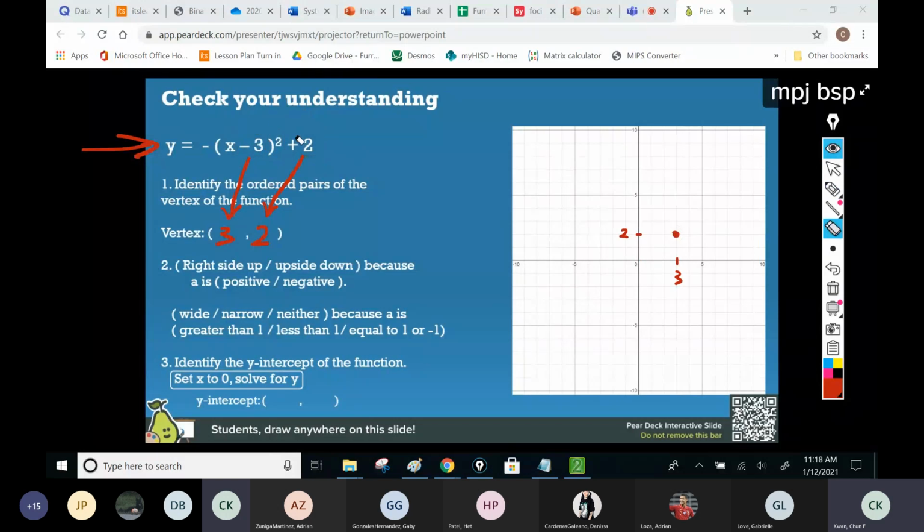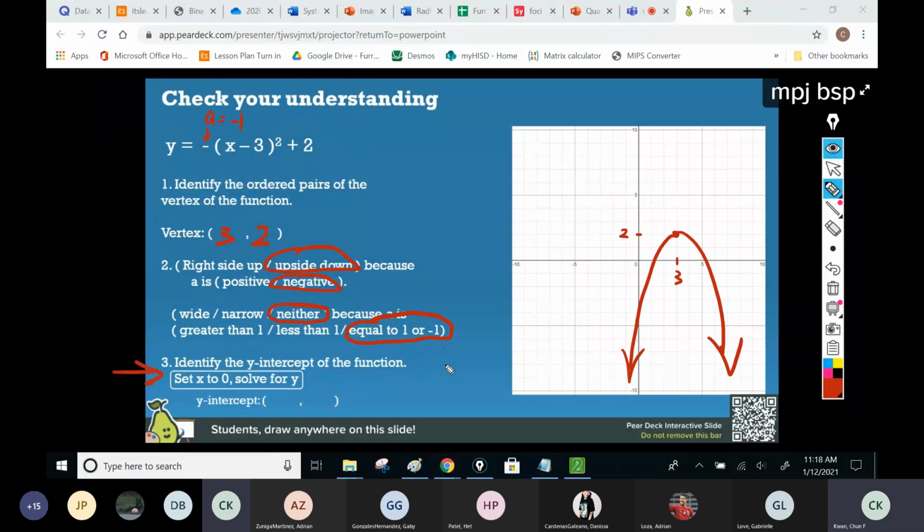Then let's look at the A right here. The A is -1. A negative number tells you that the graph is upside down, so the graph is going to look something like this. It is neither wide nor narrow, because A equals -1.